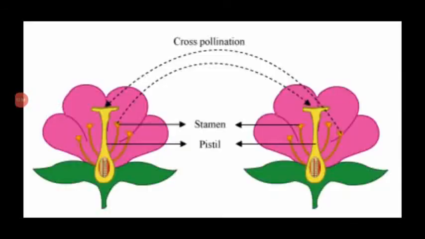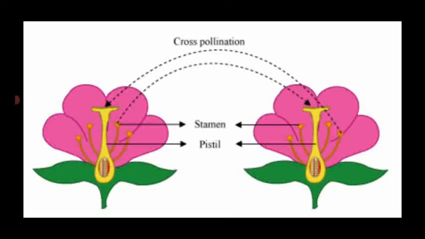Dear students, this is another diagram which shows cross-pollination. See, both the flowers are the same color and also belong to the same species. But the first one is the A plant, the second one is the B plant. So different plants. The transfer of pollen grains takes place. The pollen grains present in the stamen of the first are transferred to the stigma of the second one. Likewise, the second flower's stamen is transferred to the stigma of the first flower. So this is cross-pollination.